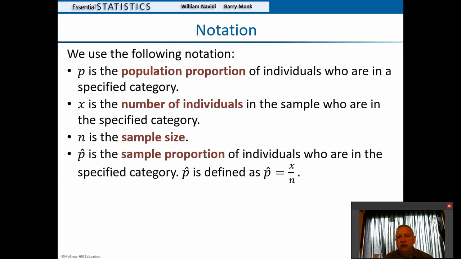X is the number of individuals in the sample who are in the specified category. N is the sample size. And p-hat, just like when we were doing confidence intervals, p-hat was the center, our point estimate. Now it's our sample proportion. It's the number of the sample who are in that specified category, just X divided by N. Sometimes they will give you the p-hat, the sample proportion. Sometimes they will say this many out of the sample, so in that case we would have to calculate it.